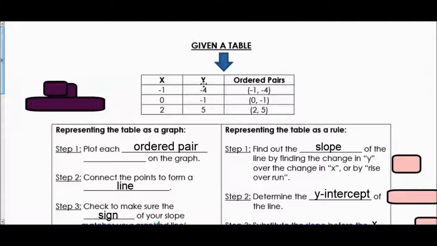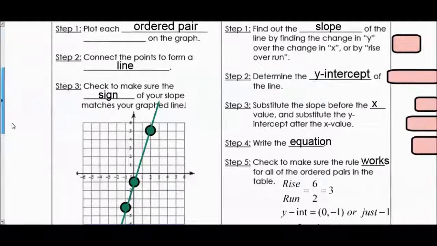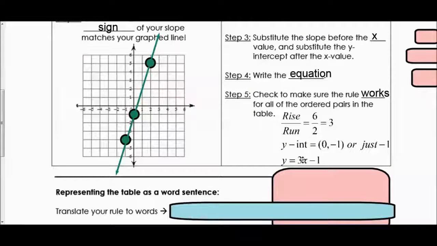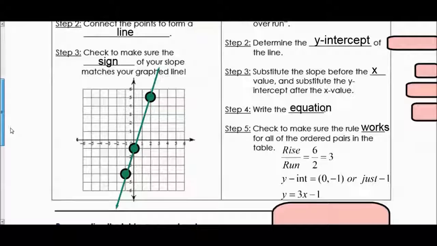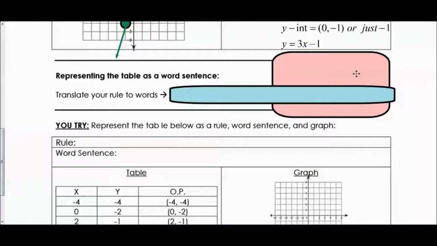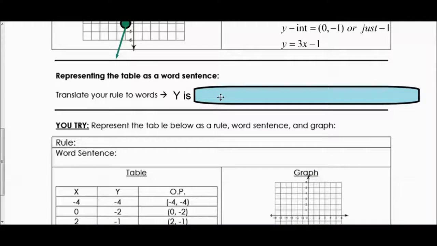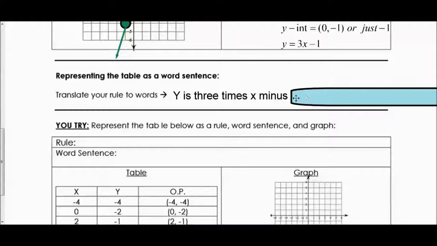Let's try it for one more point. Let's try it for 2. If we plugged in 2, we do 2 times 3, that would be 6. -1 would give us 5, which makes sense. That's the y value that we wanted to get. Now we're going to translate that into a sentence. So I'm going to say this as y is 3 times x minus 1.